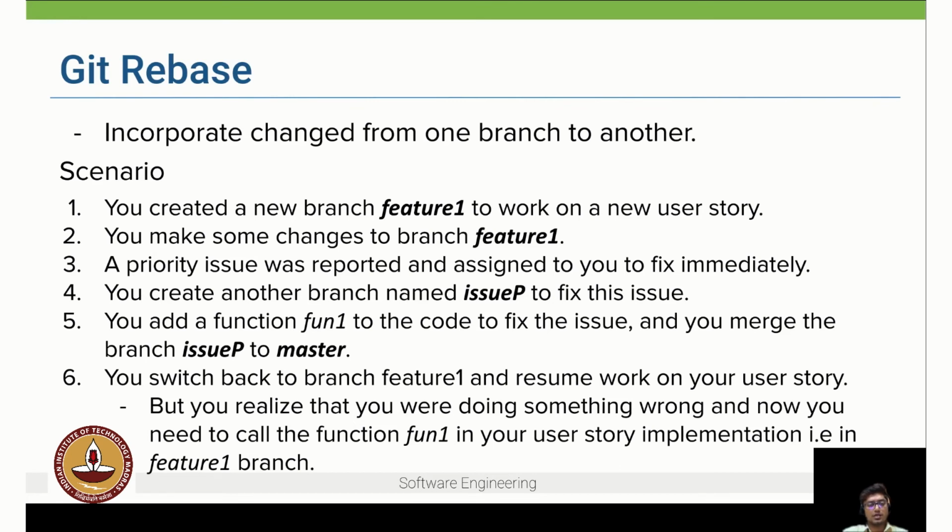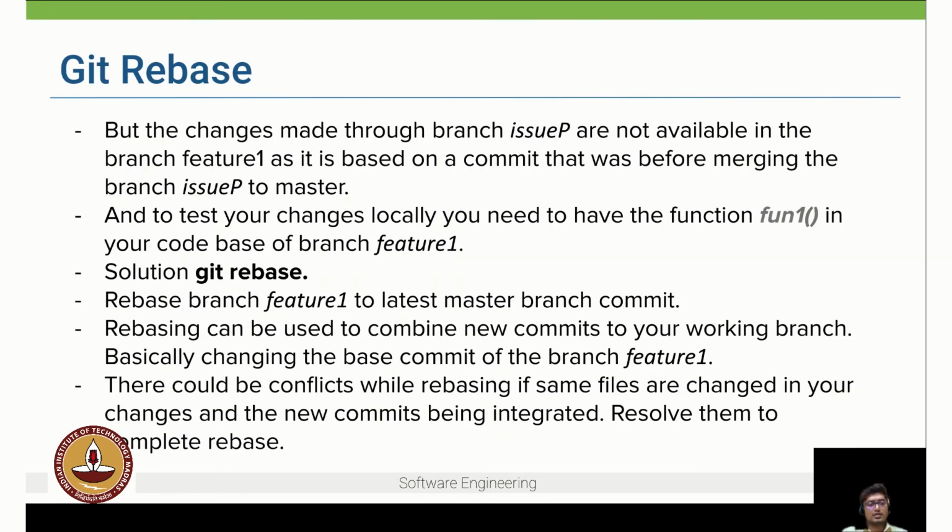on your user story, you realize that you are doing something wrong, and now you need to call the function fun1 in your user story implementation, that is in the branch feature 1. So the function fun1 was added through the branch issue P. Now those changes are not available in feature 1 as we saw in the workflow. So what do you do? The solution here is to do a git rebase.